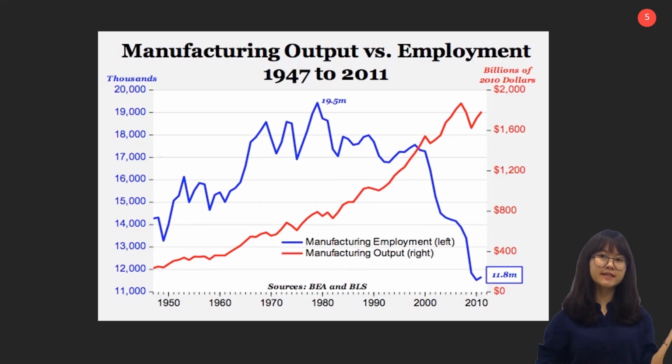As you can see in this chart, that shows the relationship between the manufacturing output and the manufacturing employment. You can see that through the years the manufacturing output increased, but the employment of the US manufacturing decreased. That shows the fact that there are many jobs lost to foreign companies.